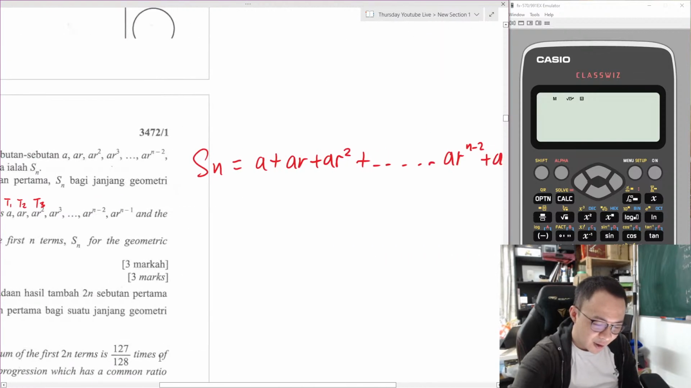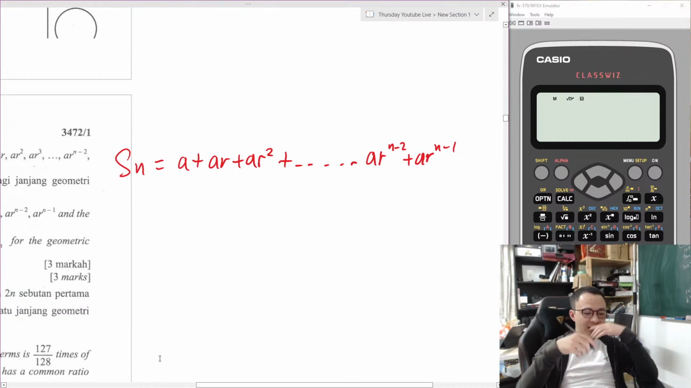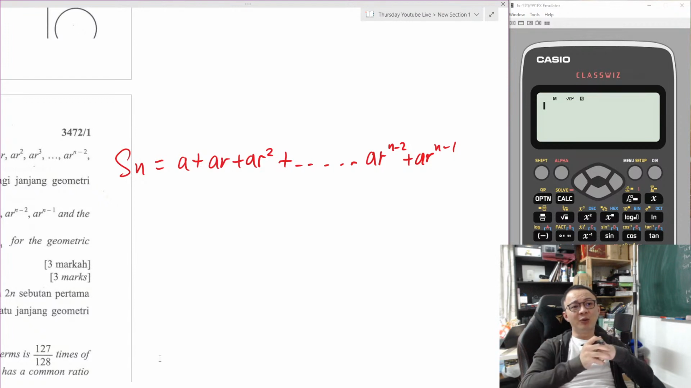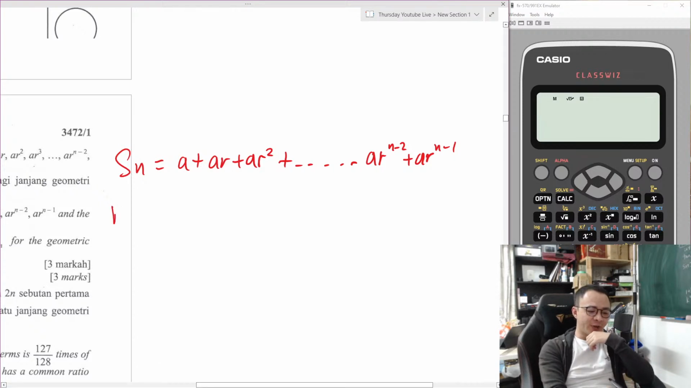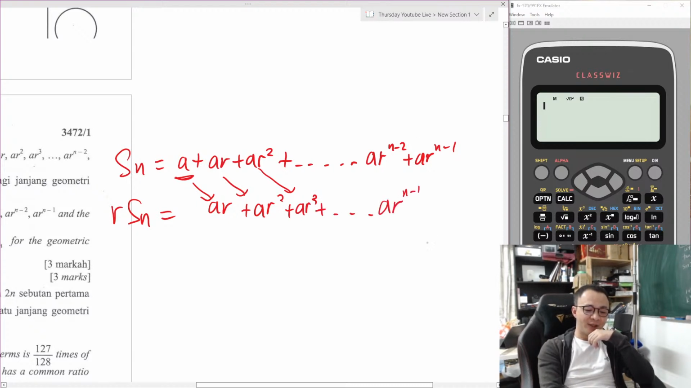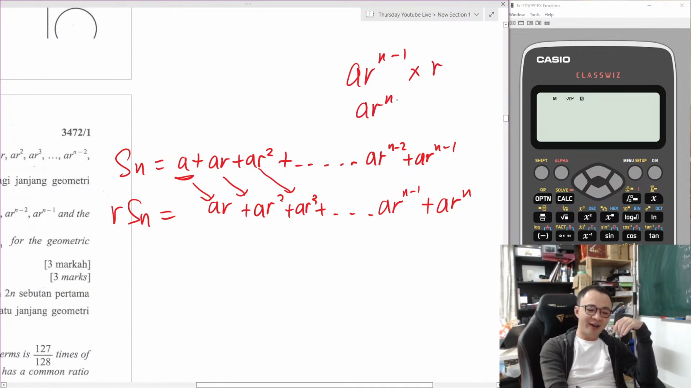What I want to do here is form one more equation, and after that eliminate. So I will just multiply R to the whole Sn equation here. You can see this one multiplied by R, I get AR. This one multiplied by R, I get AR squared. This one multiplied by R, I get AR cubed, and so on. This one multiplied by R, I get AR^(n-1), and this one multiplied by R, I get AR to the power of n, because AR^(n-1) multiplied by R is AR^(n-1+1), because this is power 1. So you get AR to the power of n. You should get the idea.